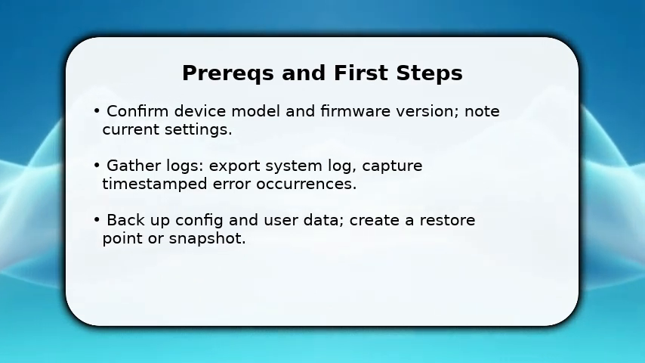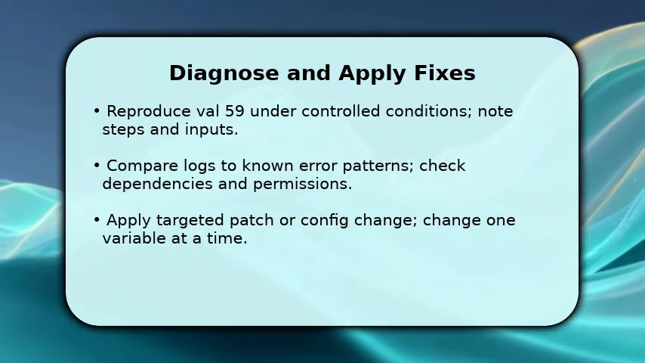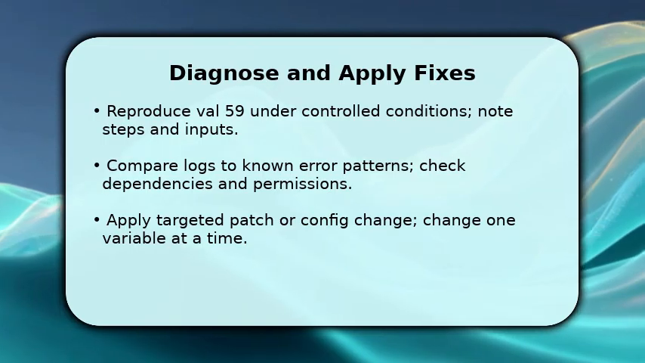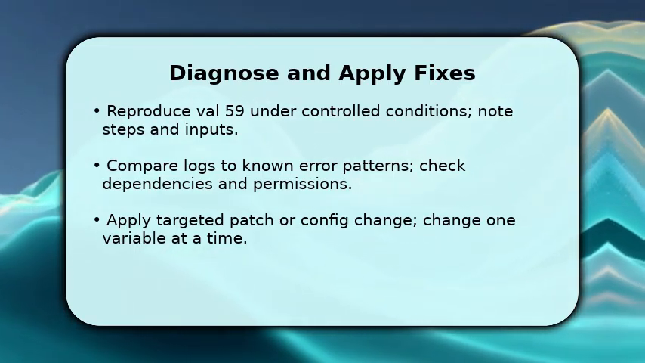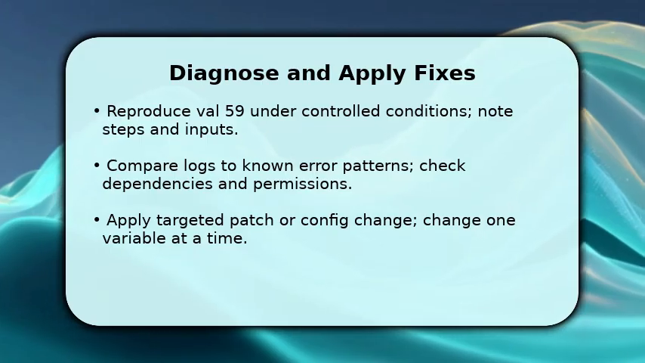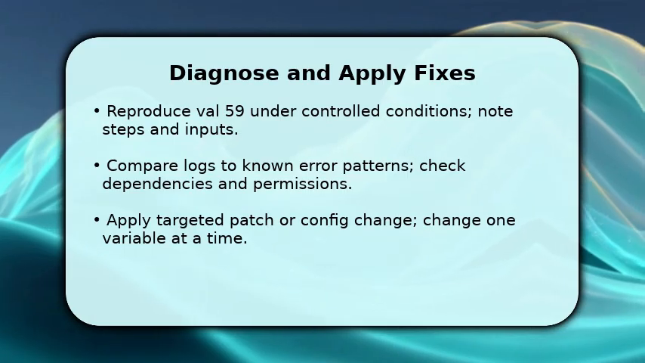You now reproduce Val 59 in a controlled environment and record the exact sequence that triggers it, because seeing the error repeatedly reveals causal links. Next, compare your logs against known patterns and inspect dependencies, permissions, or mismatched versions that commonly cause code 59.